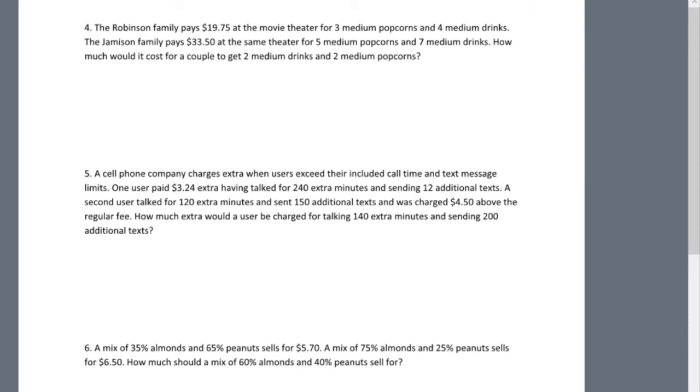19.75 at the movie theater. I'm going to book it. Robinson family pays $19.75 at the movie theater. 3 medium popcorn, 4 medium drinks. 3 popcorn plus 4 drinks equals $19.75. Popcorn is P and drink is D, and these are mediums. All right, and there's a decimal here.